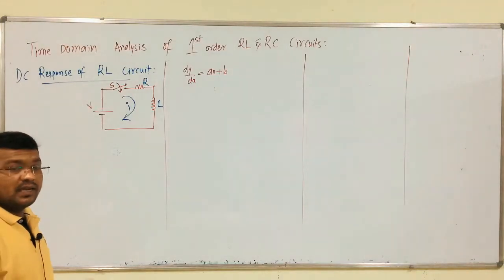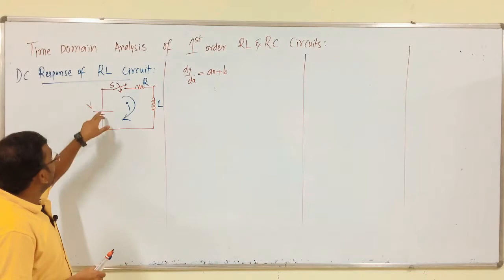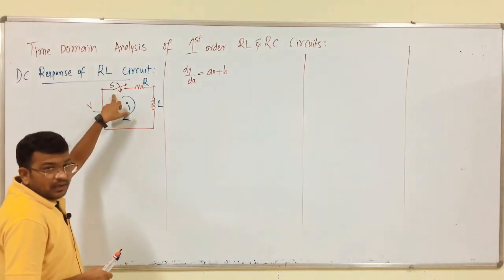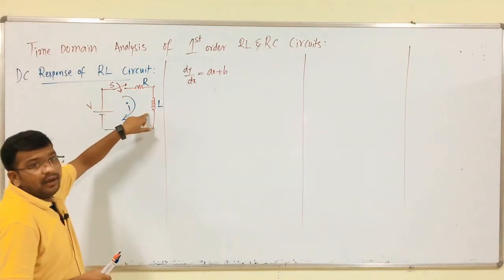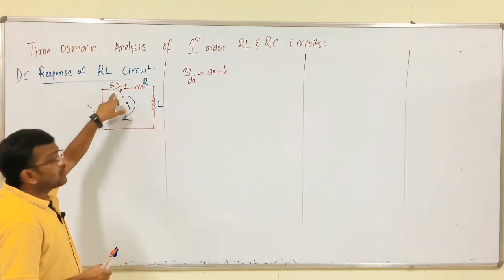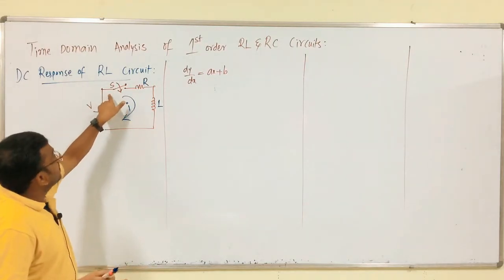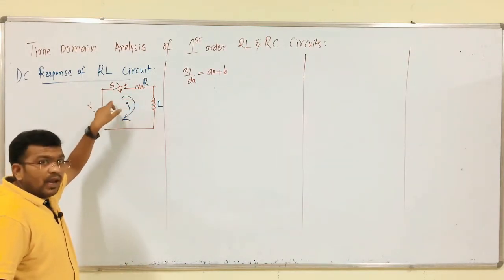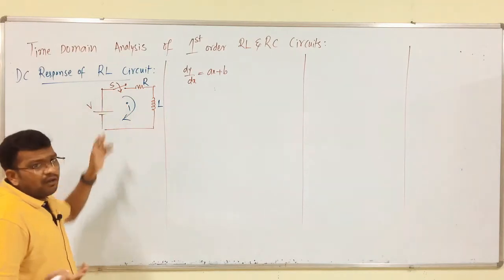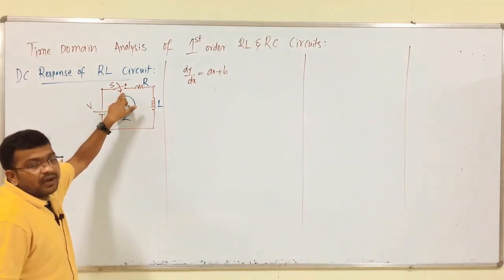Now we have to get the DC response of RL circuit. This is the circuit in which we have a voltage source, a switch, and the series combination of R and L. We have to get the conditions when the switch is closed and when the switch is open. When the switch is closed, this looks like what? A simple loop. We have to calculate the current. When the switch is open, there is no closed path, obviously there is no value of current.